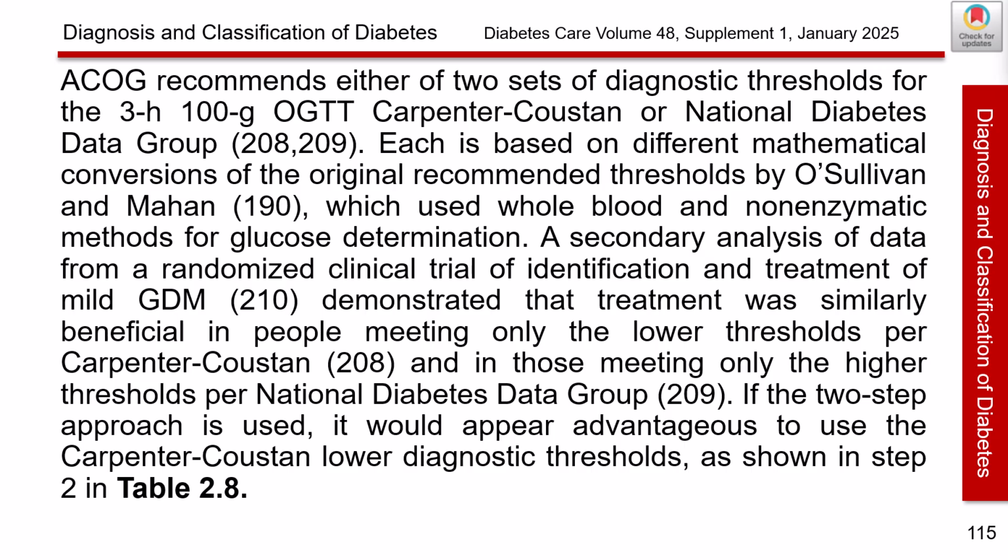A secondary analysis of data from a randomized clinical trial of identification and treatment of mild gestational diabetes mellitus demonstrated that treatment was similarly beneficial in people meeting only the lower thresholds per Carpenter-Coustan and in those meeting only the higher thresholds per National Diabetes Data Group. If the two-step approach is used, it would appear advantageous to use the Carpenter-Coustan lower diagnostic thresholds, as shown in Step 2 in Table 2.8.